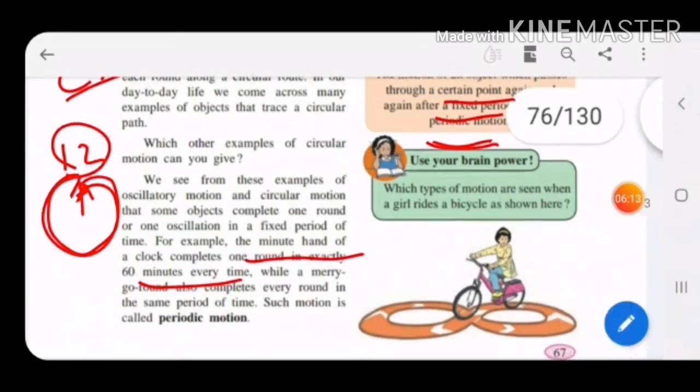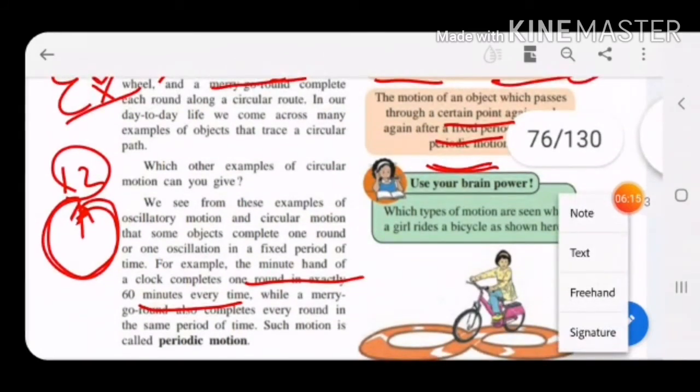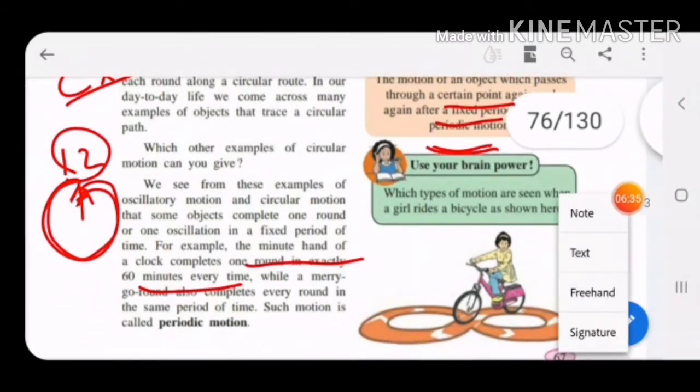So that motion in which an object passes through a certain point again and again after a fixed period of time, that motion is called a periodic motion. So you can give the examples of the earth moving around the sun, the minute hand of a clock completes one round exactly in 60 minutes, a merry-go-round. So these are some of the examples of periodic motion.